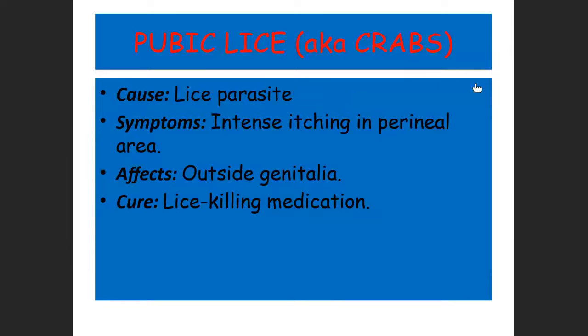Pubic lice. Pubic lice are commonly known as crabs. It is caused by lice, but lice down there. It causes intense itching in that area. It affects the outside genitalia. Of course, there's lice-cleaning medication. It's easily found, can easily be prescribed. And of course, the other thing is lice gets attached to hair, so you can also take care of the hair and probably will take care of the lice.